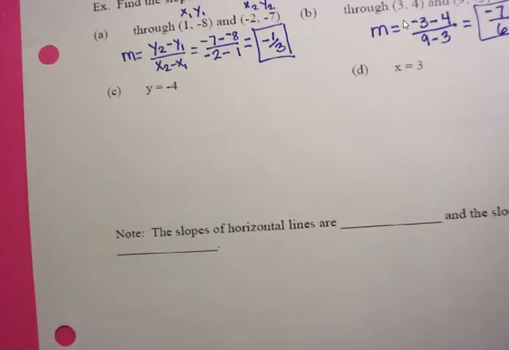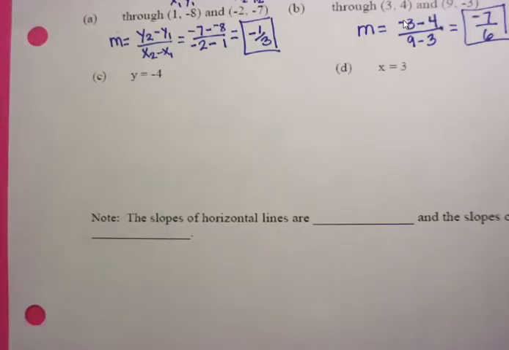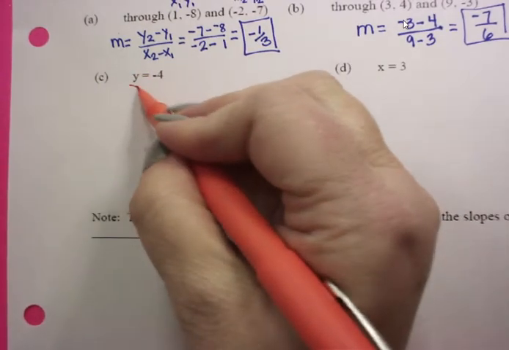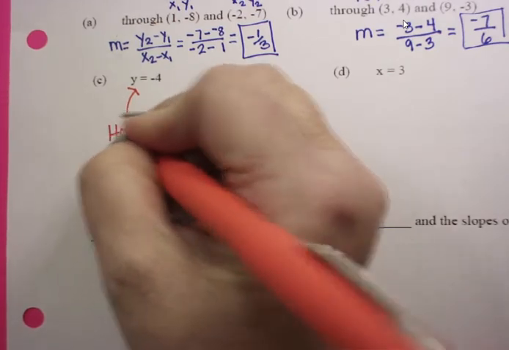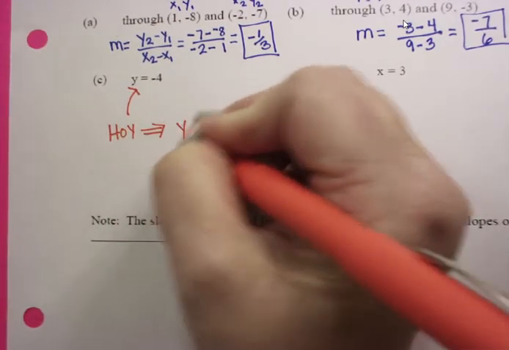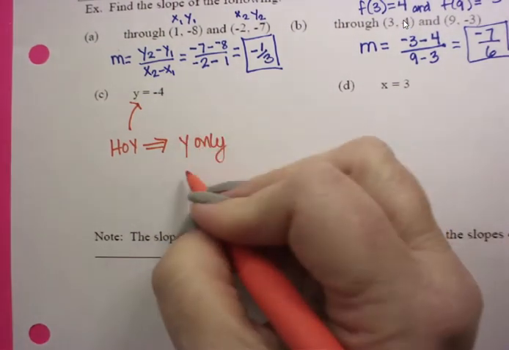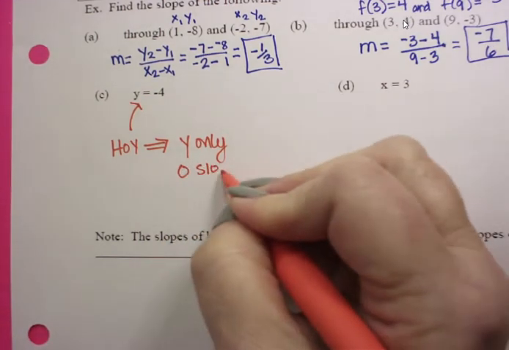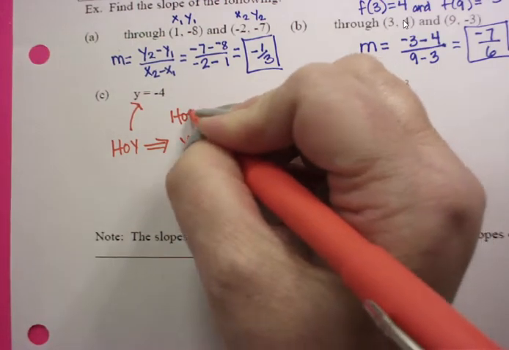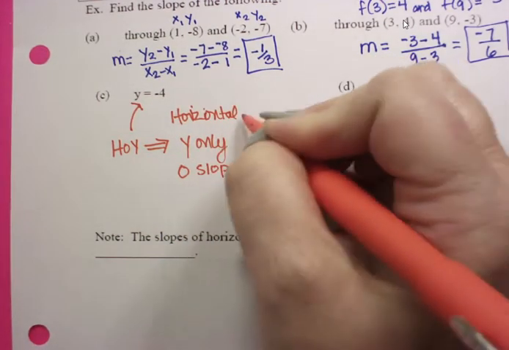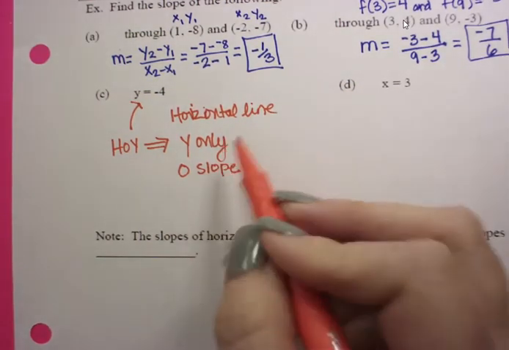All right, now, next question here. C, y equals 4. Okay, so we go back to Vox Hoy. That's going to be a Hoy, which is y only. If there is only y in the equation, that means that there is a 0 slope. So it will be a horizontal line. And so when they ask you what the slope is, you will say 0.